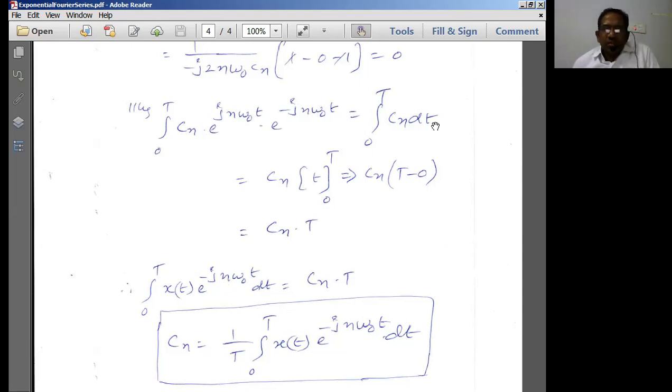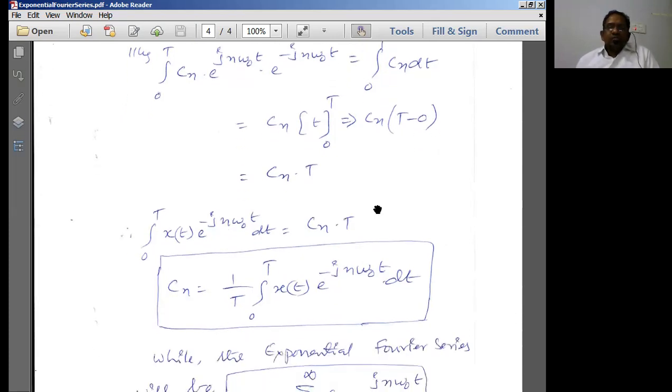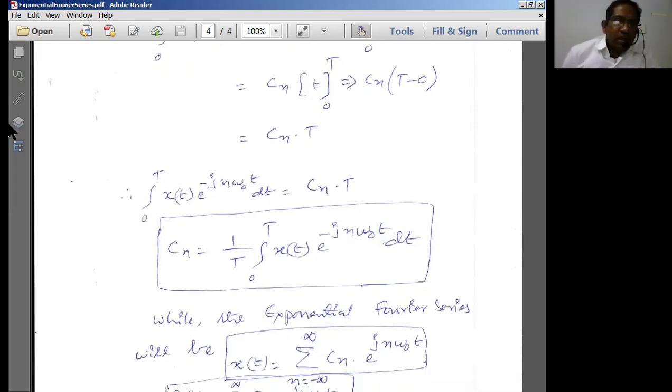So into dt. Therefore, Cn is a constant, take it outside. Integration of 1 dt is t. Over the limits, we apply 0 to T. So Cn into T minus 0, I can simply write. So finally, I can have Cn into T. So this is the expression I am going to have.